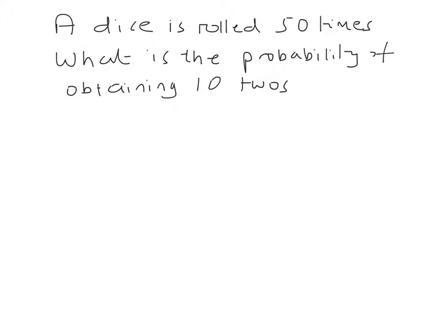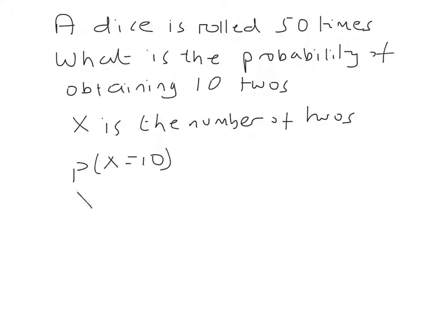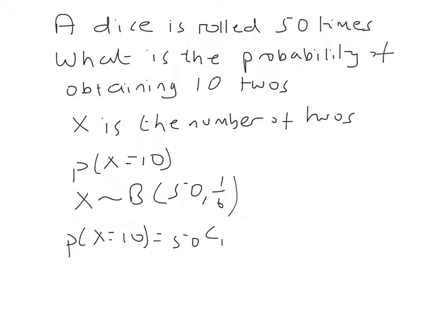So let's consider this example where a dice is rolled 50 times. What's the probability of obtaining 10 2s? So if x is the number of 2s, what's the probability that x equals 10? Well, x is in a binomial distribution. There's 50 events, and the probability of getting a 2 each time is 1/6. So the probability that x equals 10 is 50C10, 1/6 to the power 10, 5/6 to the power 40.